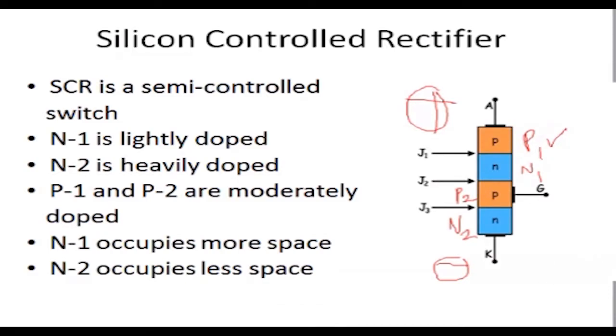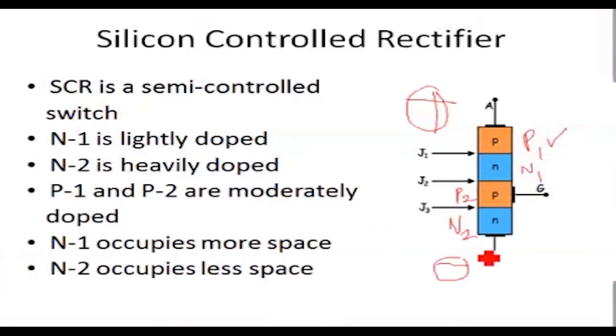The SCR is reverse biased. Then what about the junctions? Let us see the junctions. If the SCR is reverse biased, what happens to the junctions? J1: is it reverse biased or forward biased? Now P is connected to the negative. This P region is connected to the negative terminal of the battery. It is reverse biased, RB.